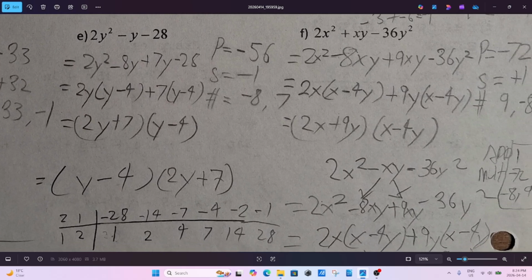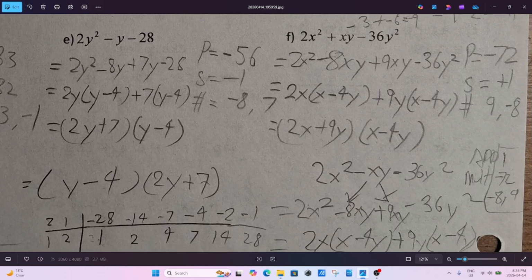Question E. 2y squared minus y minus 28. So the product is equal to negative 56, and the sum is equal to negative 1. So the numbers are negative 8 and 7. So we write 2y squared minus 8y plus 7y minus 28. We'll factor out 2y from the first two terms and a 7 from the last two terms. Then we see that it is 2y plus 7 times y minus 4.